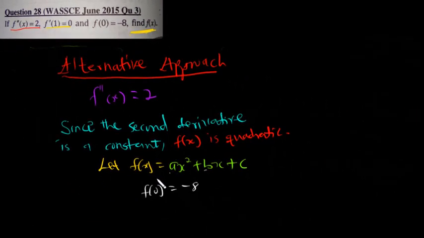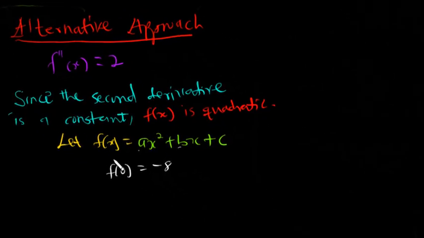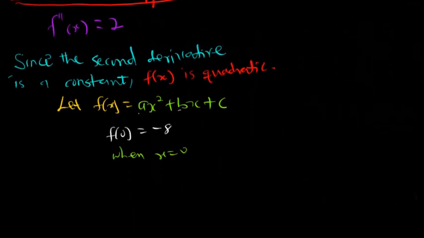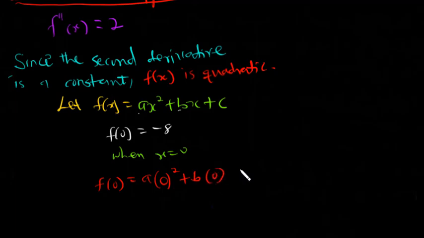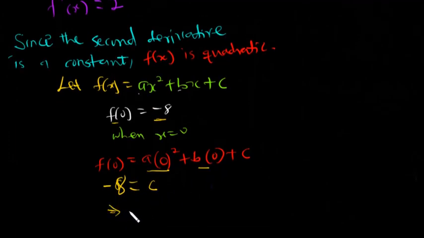So right now I'm saying that let the function be ax squared plus bx plus c. So I can put in 0. When x equals 0, I'm going to have f of 0 equals a, and wherever I see x, I have to put 0 there, so b times 0, then plus c. But f of 0 equals negative 8, so I'll put negative 8 here. The whole of this will be 0, this will be 0, so I'll have c. So this implies c equals negative 8.